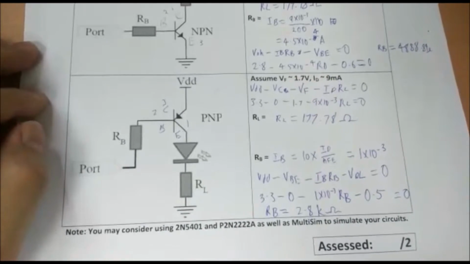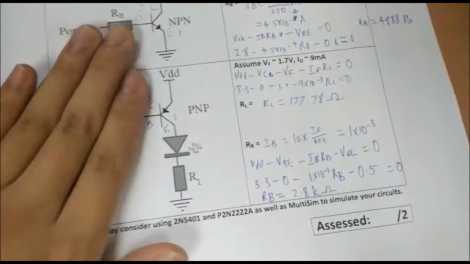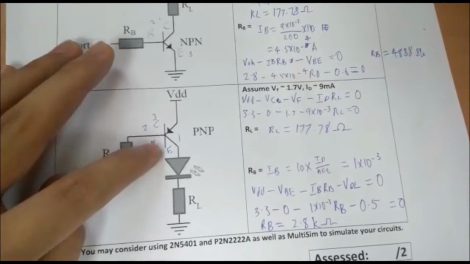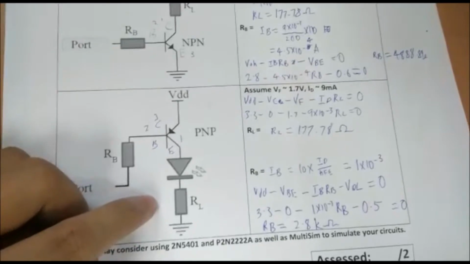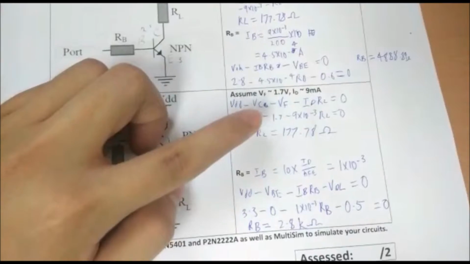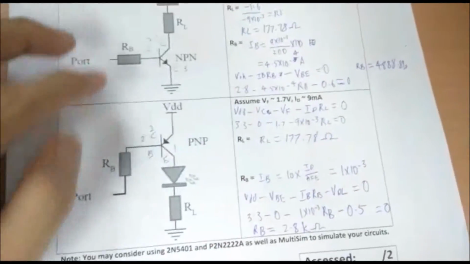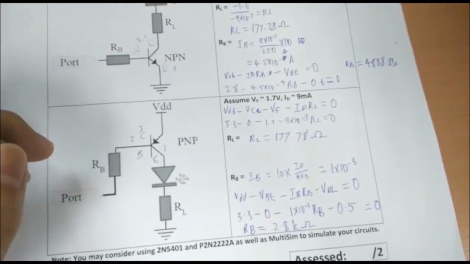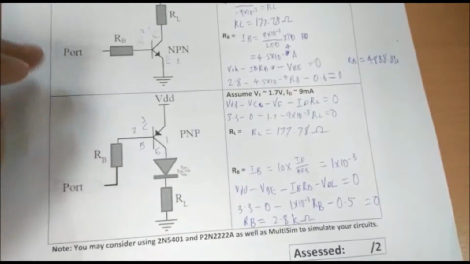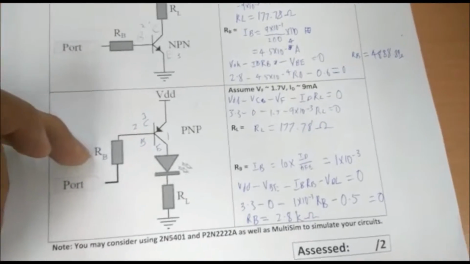Okay, now we're doing question 2 of part 1. Here, VDD minus VC minus VF minus ID times RL, the voltage of the RL. So it's 3.3 minus 0 minus 1.7 minus 9 times 10 negative 3 times RL equal to 0. From the calculation, we can get the RL, that is 177.78 ohms.